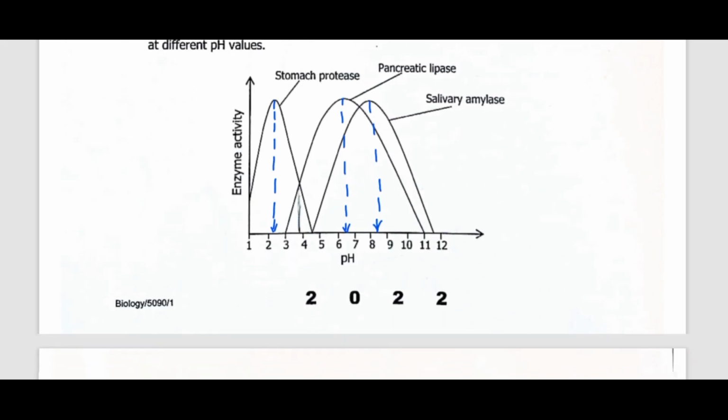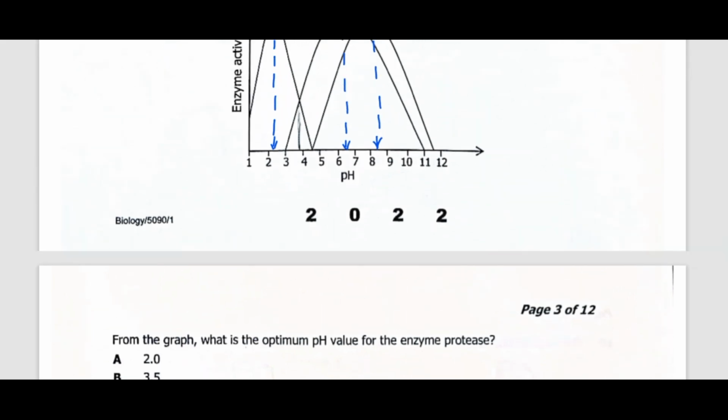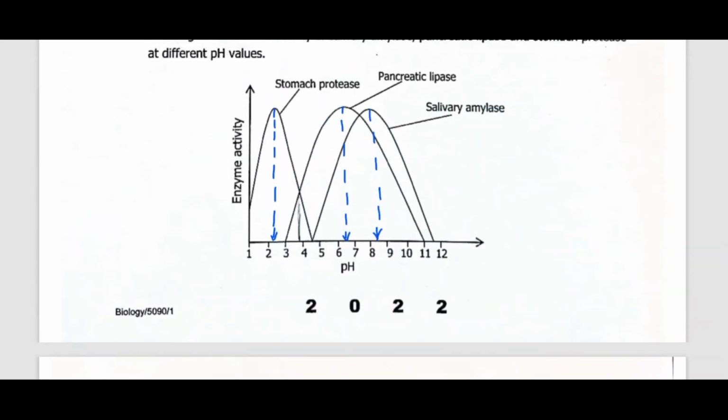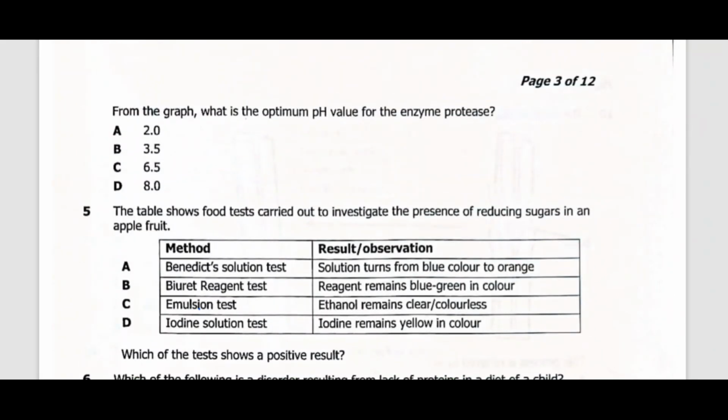Now let's look at the first question. From the graph, what is the optimum pH value for the enzyme protease? Let's focus on protease only. For protease, we are expecting any number between 2 and 3. Do we have any 2 point something here? For the multiple choices, we do not have any 2 point something. The number that is close to 2.5 is 2, so this is our answer.